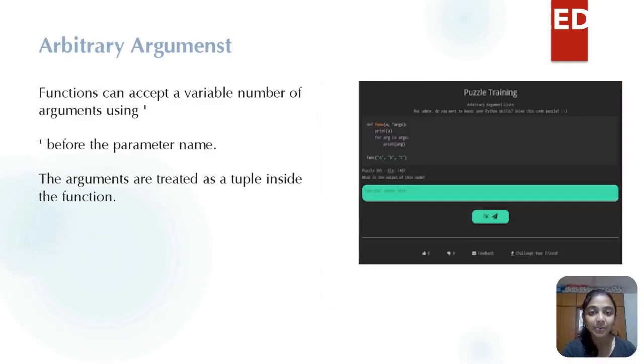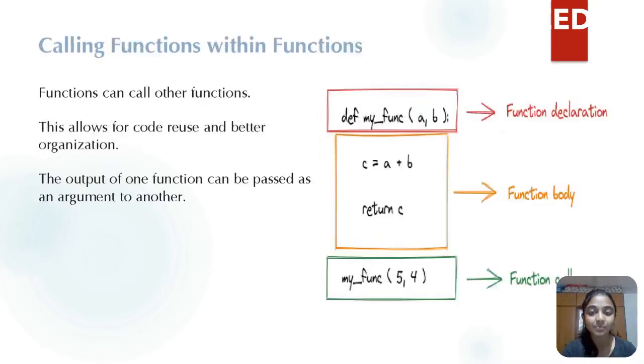Arbitrary arguments. Functions can accept a variable number of arguments using an asterisk before the parameter name. The arguments are treated as a tuple inside the function. Calling functions within functions. Functions can call other functions. This allows for code reuse and better organization. The output of one function can be passed as an argument to another.